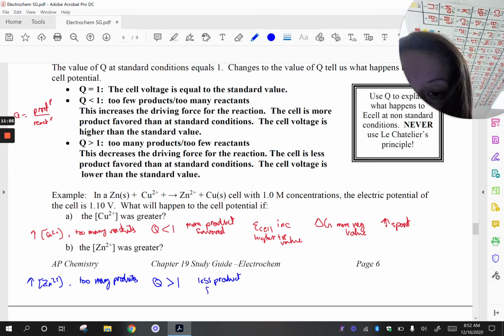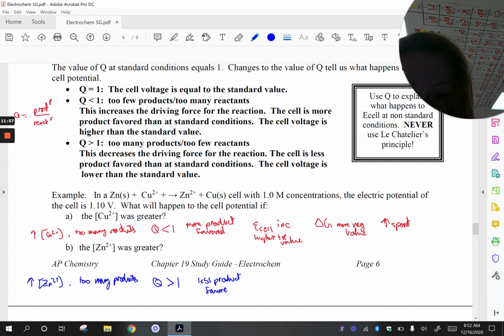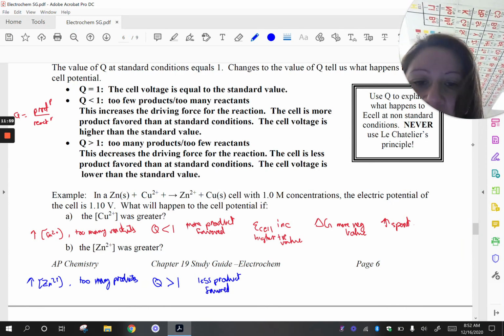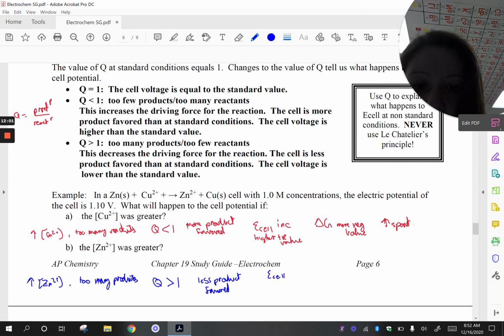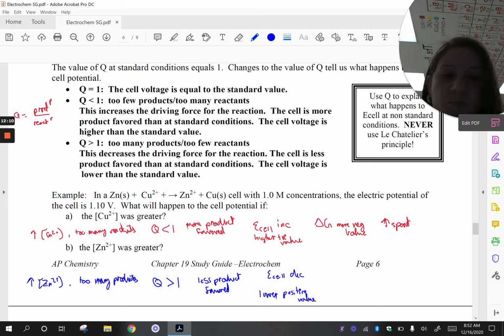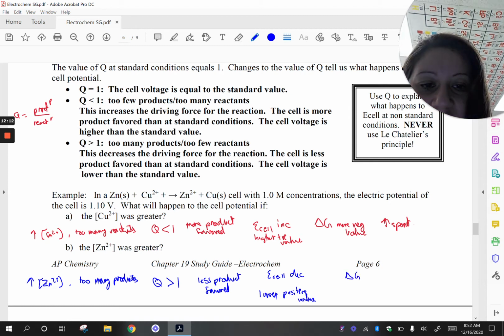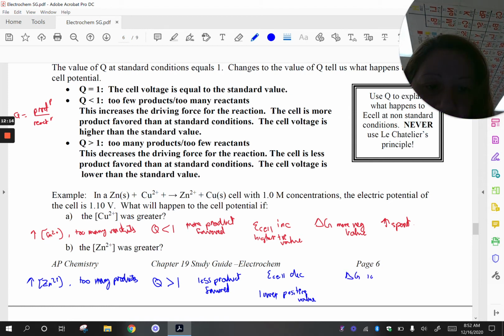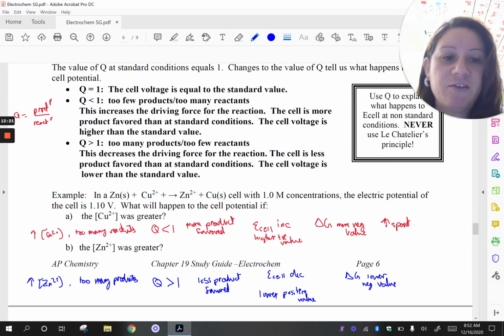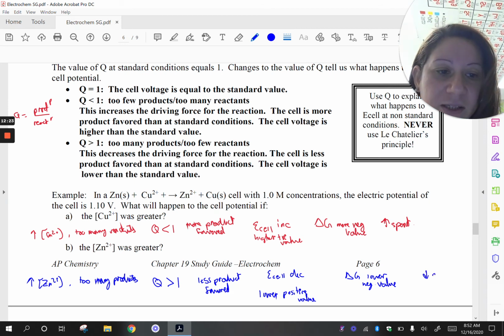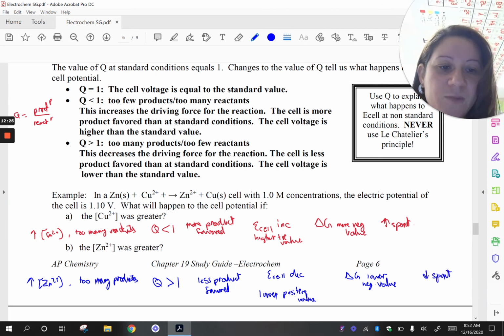Again, you don't want to say it's reactant favored. It's still product favored. It's just less product favored. Your cell potential is going to decrease. It's going to be a lower positive value still. Still positive, still spontaneous. Delta G is going to be a lower negative value. It's still going to be negative, but it's going to be a lower negative value. It's still spontaneous, but it's going to be less spontaneous.